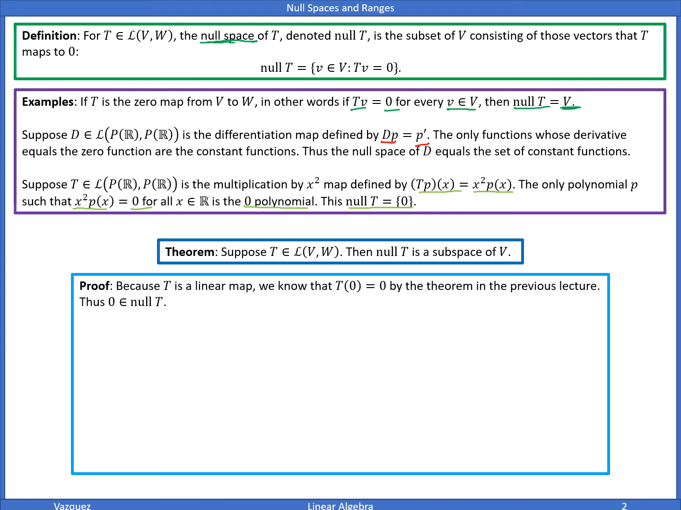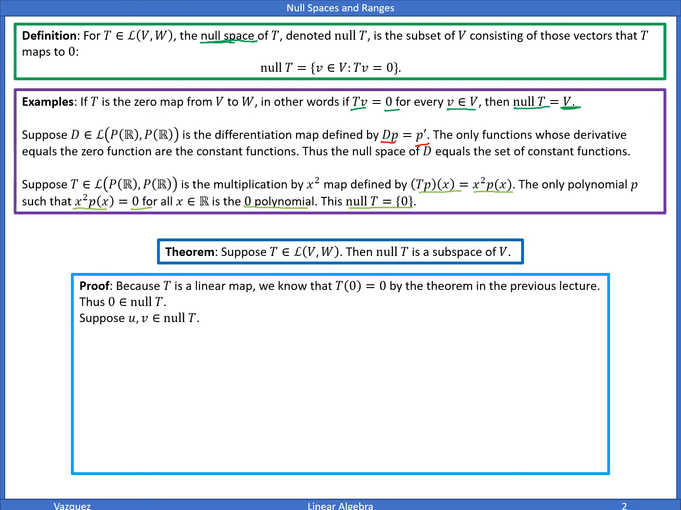First, because T is a linear map, we know that T of 0 is equal to 0. Right? We got that theorem in the previous lecture. So 0 is in the null space of T. So again, one condition is that 0 be in the subspace. The others are that addition is closed and scalar multiplication is closed.